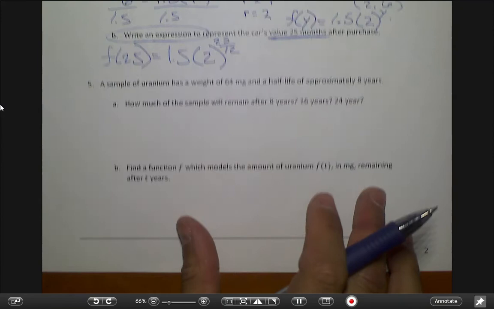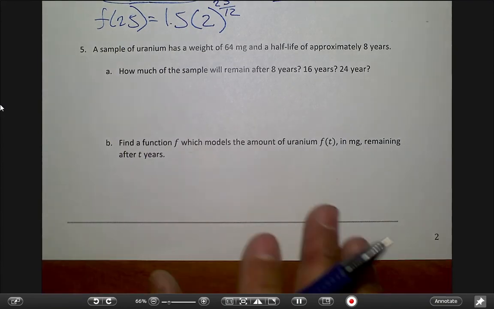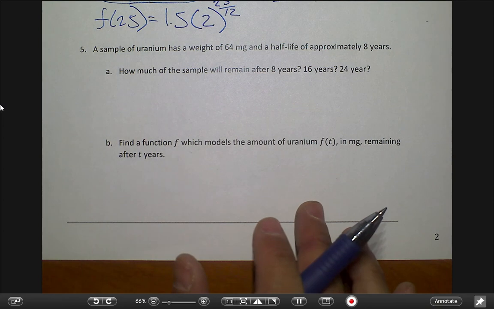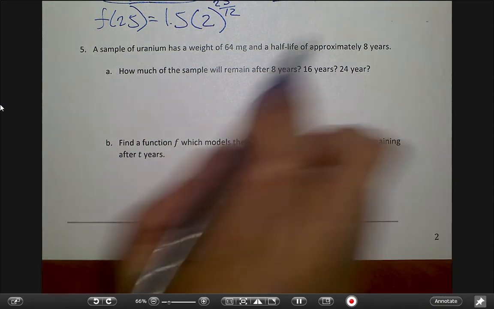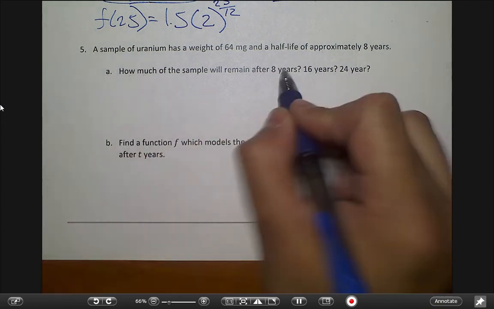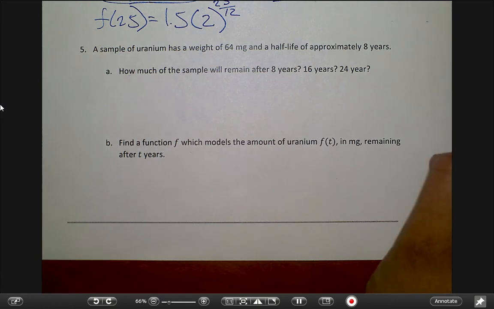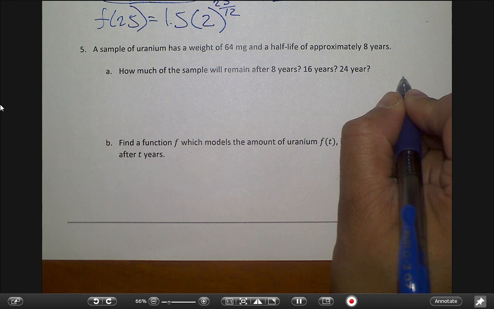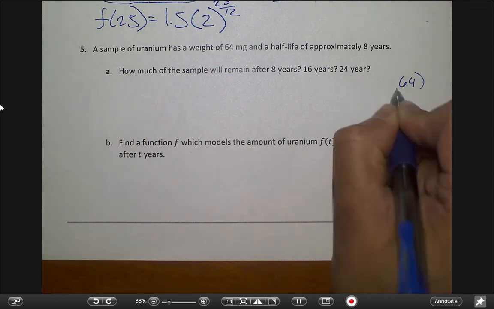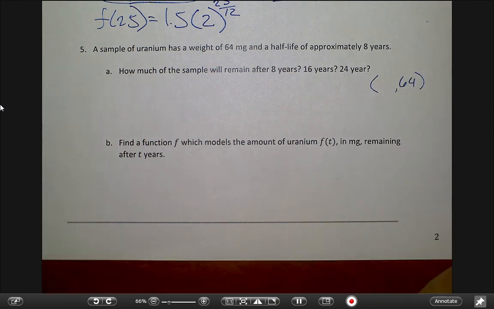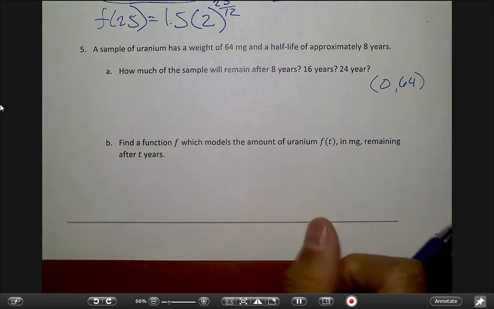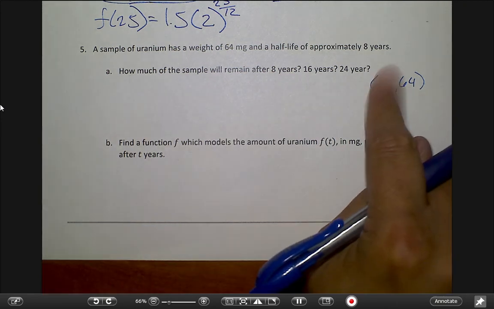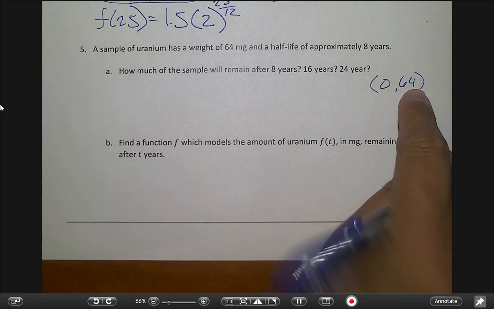All right, this next one. A sample of uranium has a weight of 64 milligrams and a half-life of approximately 8 years. So how much of the sample remains after 8 years, 16, and 24? First, what's my starting, my initial? 64, right? But what's the time when I'm starting? 0. Zero time has passed, so I have all of that. So when time is 0, I have 64.